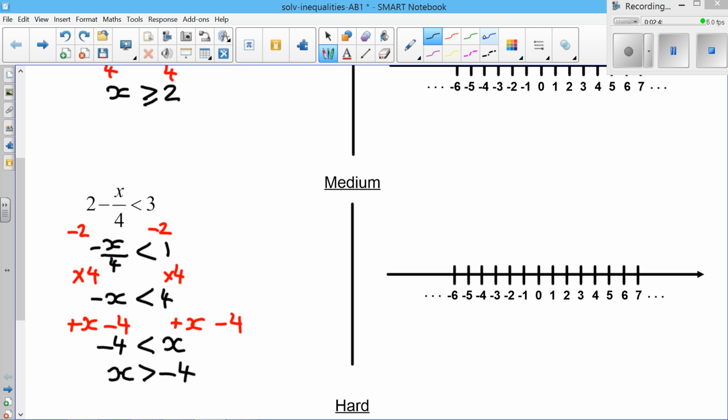To represent that on the number line, x is not equal to minus 4, so I cannot draw a solid dot. I have to draw a hollow circle with a dot at the center at minus 4, and x can take on any value greater than minus 4 following that line in this direction.